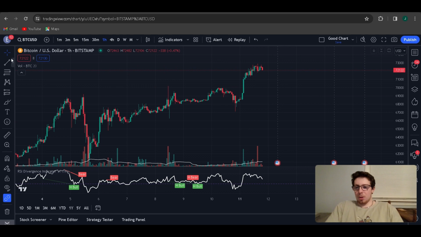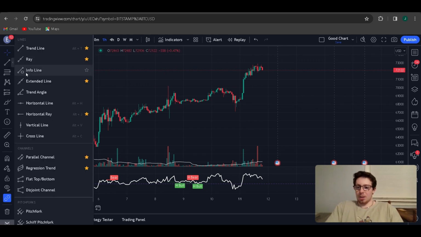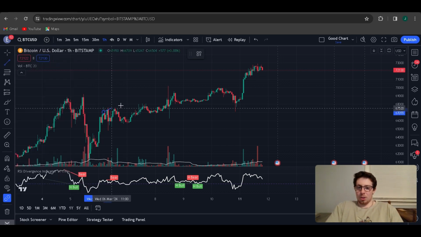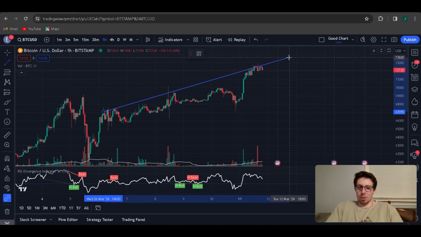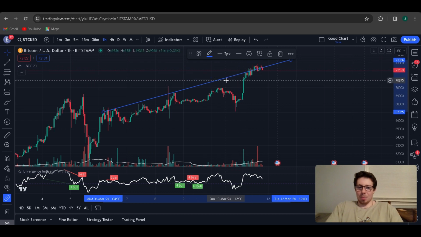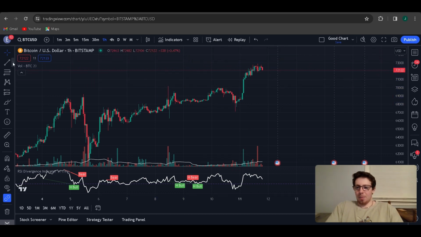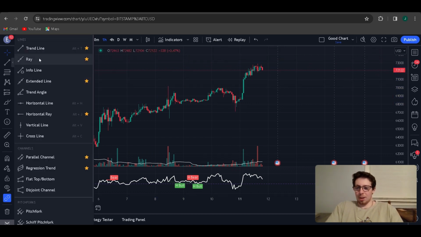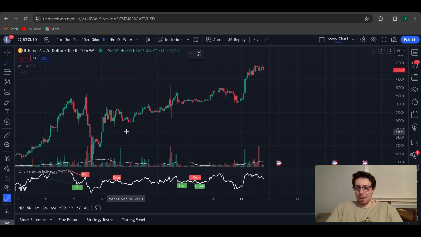Now, what else we can do is we can see we have these drawing tools over here. So you can just expand this. This gives you all kinds of lines. Again, we can favorite the ones that we like. So this is just a regular trend line. So you might be able to say there's a trend line, something like that, that Bitcoin might be trying to break. My personal favorite is the ray.